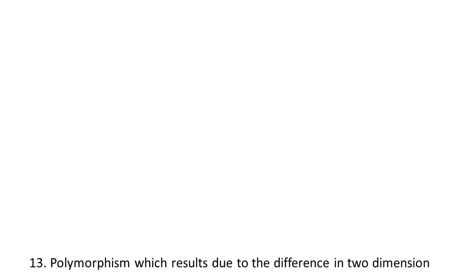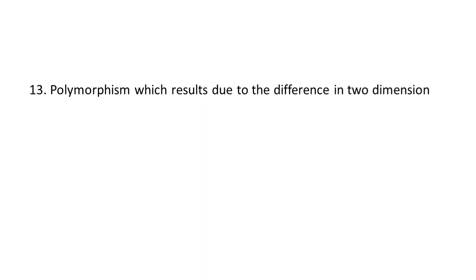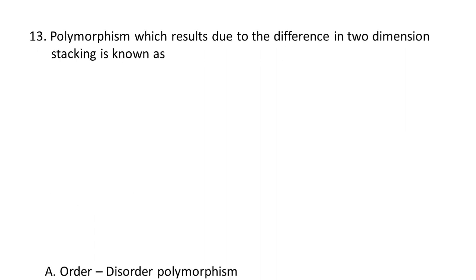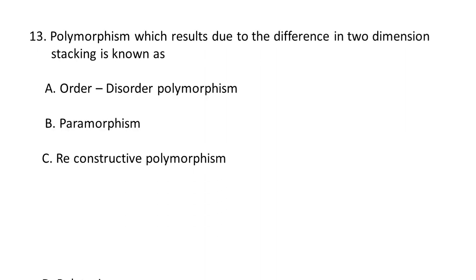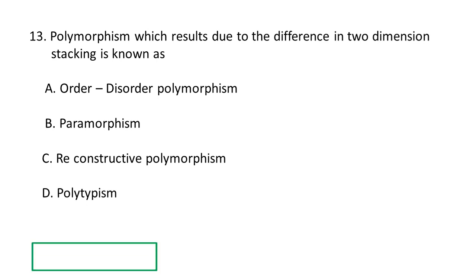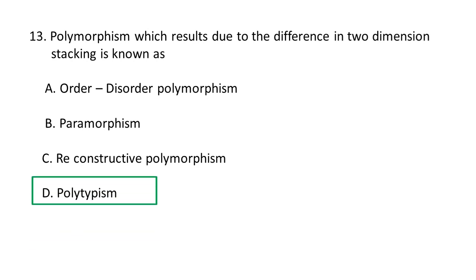Next question. Polymorphism, which results due to the difference in two-dimensional stacking, is known as A. Order-disorder polymorphism, B. Paramorphism, C. Reconstructive polymorphism, D. Polytypism. So it is known as polytypism. What is polytypism? It is the highest order structural variation of a polymorph. This is caused solely by the difference in the stacking mode of the layers. So D. Polytypism is the correct option.